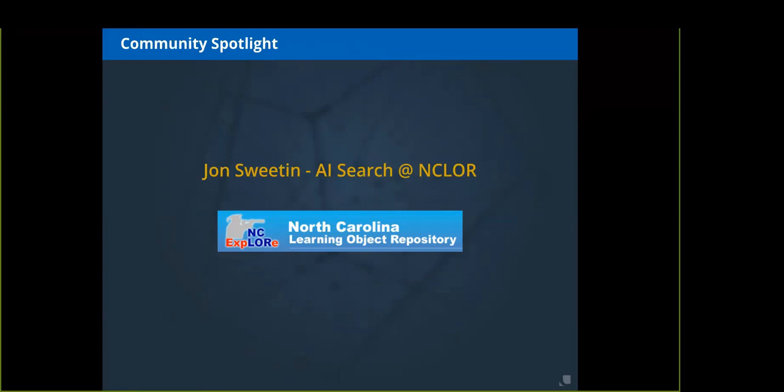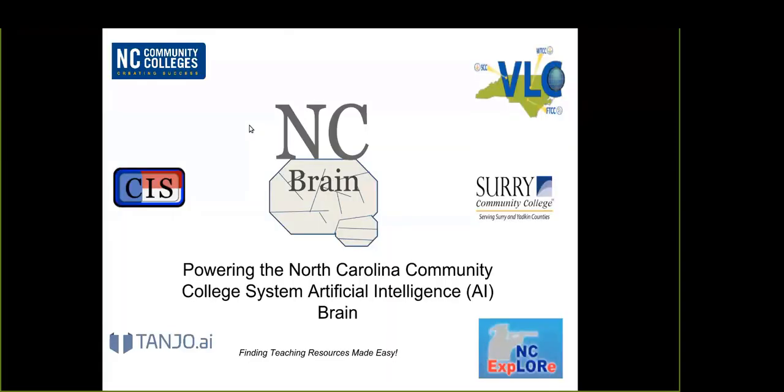Can you move on to the next slide for me? All right. So some of this is a presentation I actually just did for our system conference. And our idea is to create a North Carolina brain, which is basically open source machine algorithms that are going to look at all of our content throughout a variety of things.